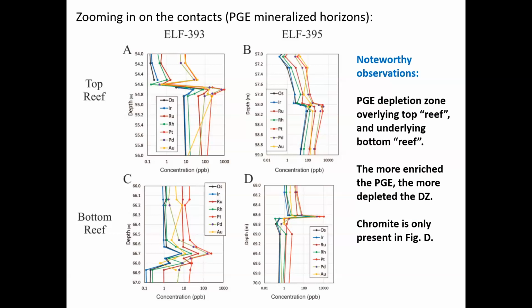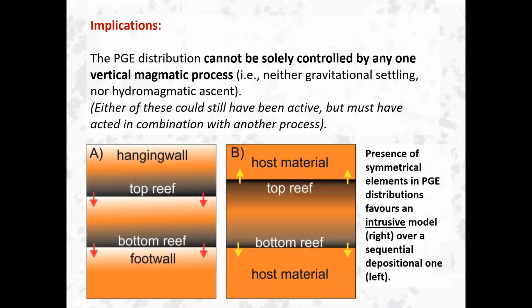So it seems to be sort of symmetrical above and below the Merensky Reef package. There are these very localized depletions of PGE. So what do we make of that?